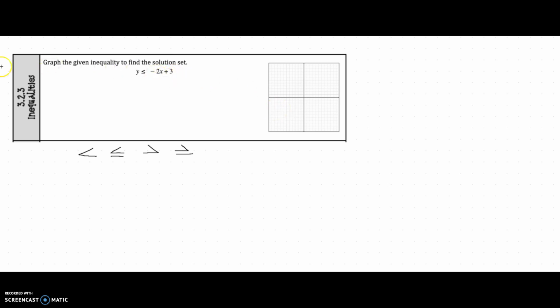So first things first, I begin with B. So this is my B value. So I go up to 3 and I put a dot. Then I move with M, which is negative 2. So what that really means is my slope is rise over run. So this is negative 2 over 1, meaning I'm going down 2 and over to the right 1. So I'm going down 2, over to the right 1, and repeating that.